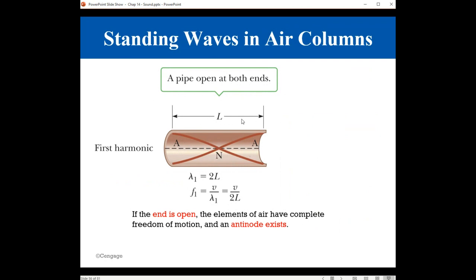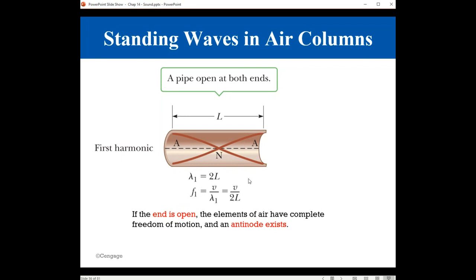So L, the length of the pipe, corresponds to 1/2 wavelength, which means the wavelength of the sound wave here is twice L. It's 2L. Again, frequency can be calculated, V divided by lambda. Lambda is 2L, so the fundamental frequency is V divided by 2L.